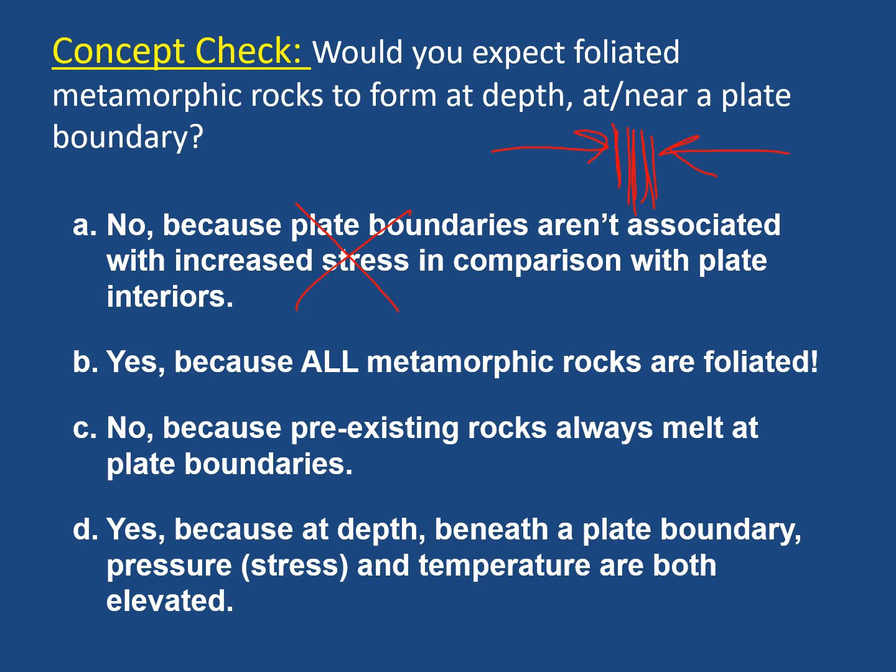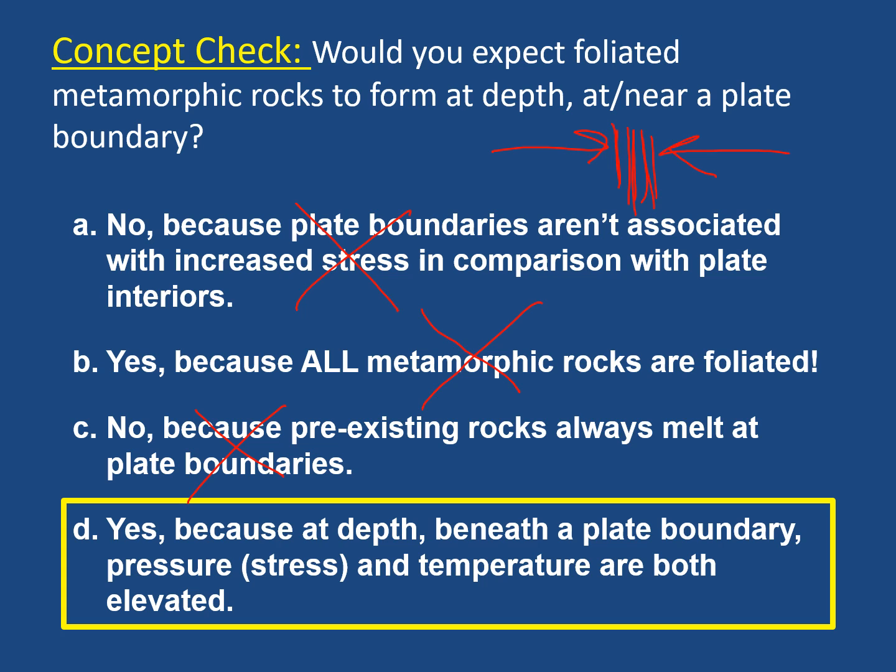What about B? Would we get foliated metamorphic rocks at depth near a plate boundary? Yes, we would, because all metamorphic rocks are foliated. No, that's not true. Clearly, some are and some aren't. What about C? No, we wouldn't expect foliated rocks because pre-existing rocks always melt at plate boundaries. Well, that's just not true either. No, they don't. So the answer is D.